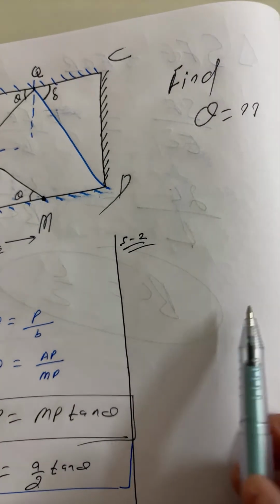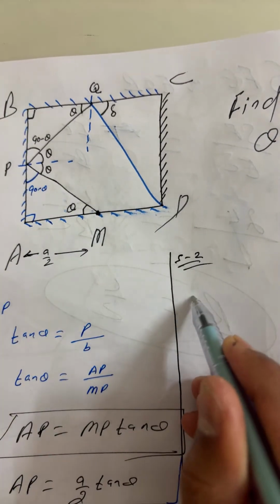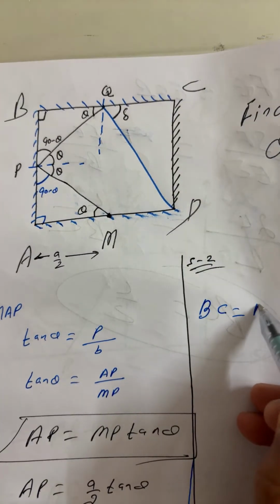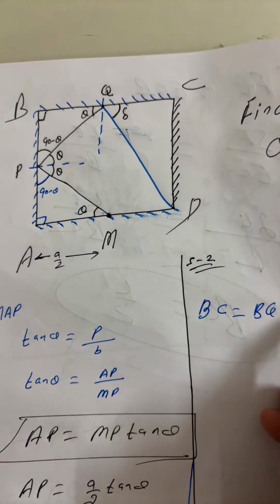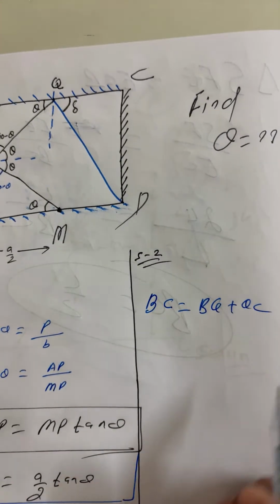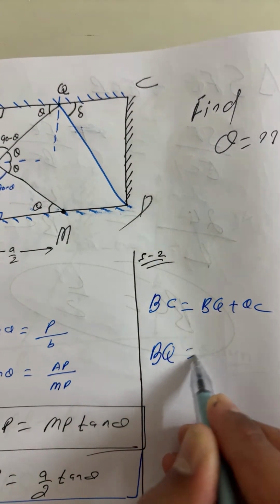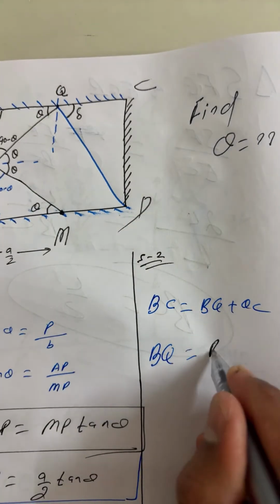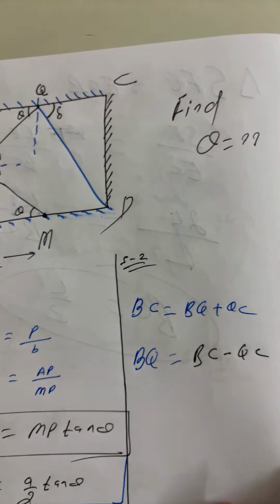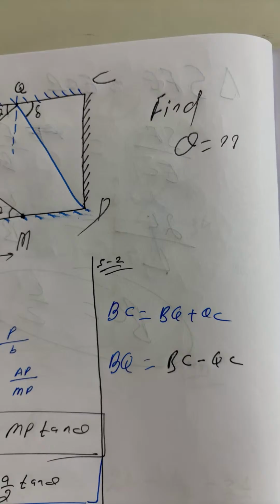Here I wanted to apply geometry. BC I can write as BQ plus QC. Here we wish to find BQ. So you can easily say BQ is BC minus QC.